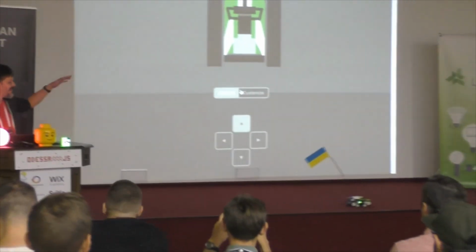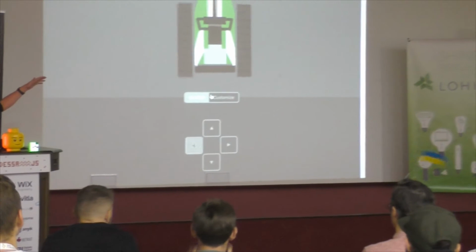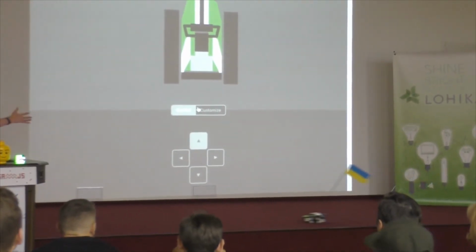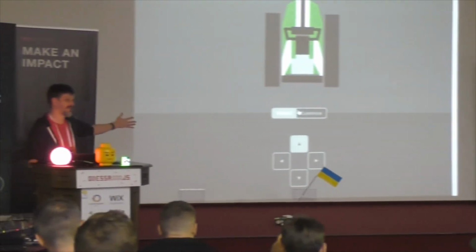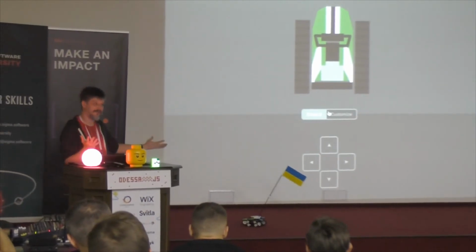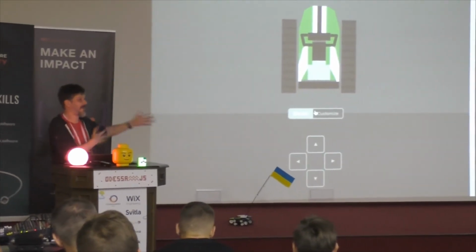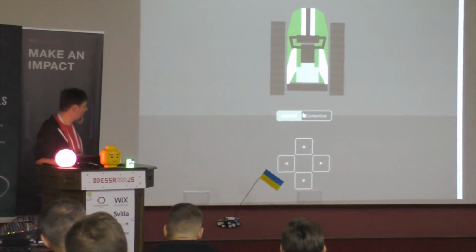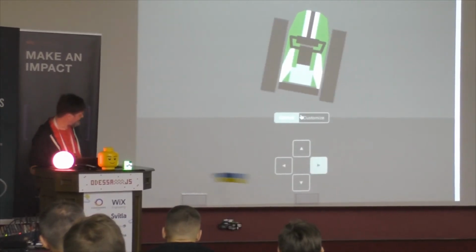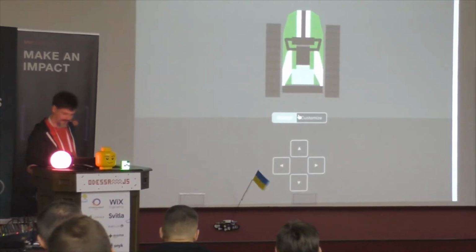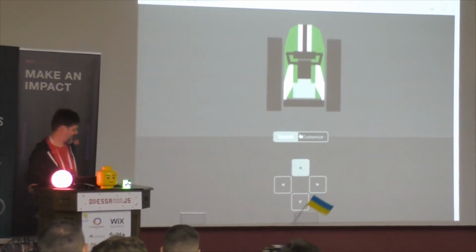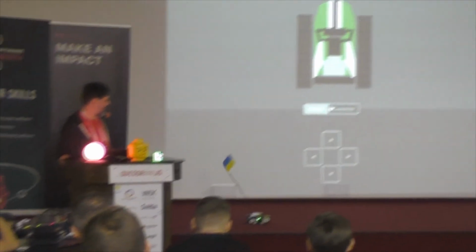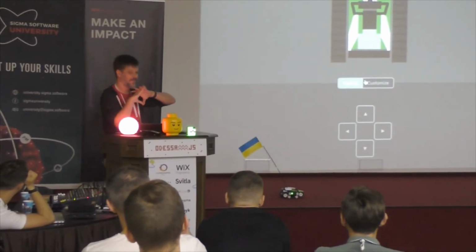Now I'm just sending some bytes over Bluetooth to the device. That's all I do. I give instructions: turn left, turn right, forward, backward. So it's really simple. Backwards. Now, what else can we do with this?